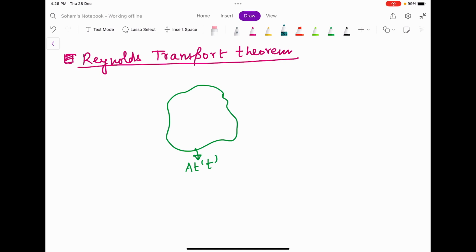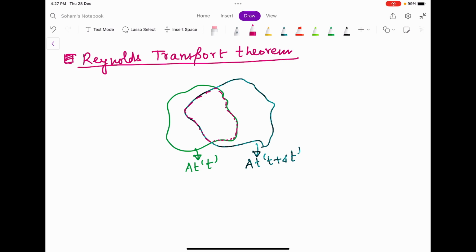So maybe this is the system at time t plus delta t. Okay, so we will denote our control volume as this. The choice of the control volume is our choice. So this is our CV. So the system goes from time t to time t plus delta t, right?